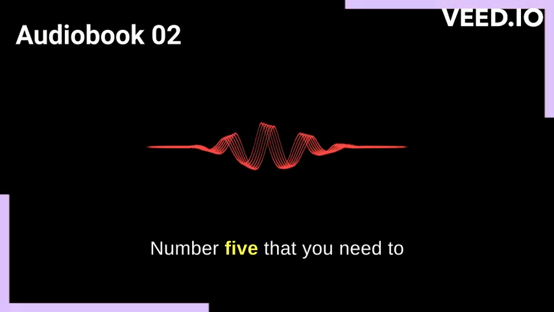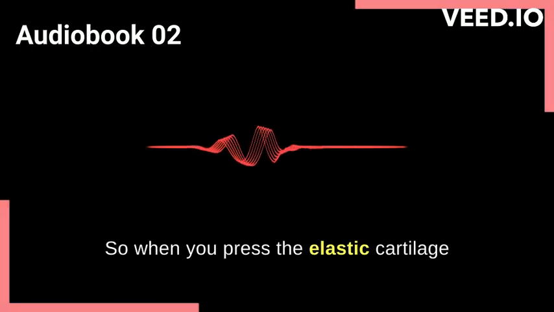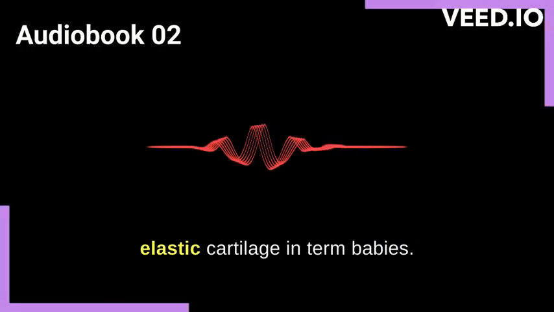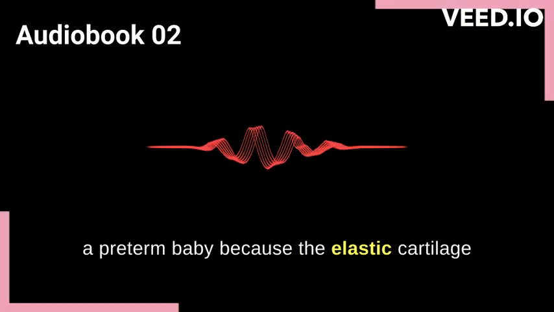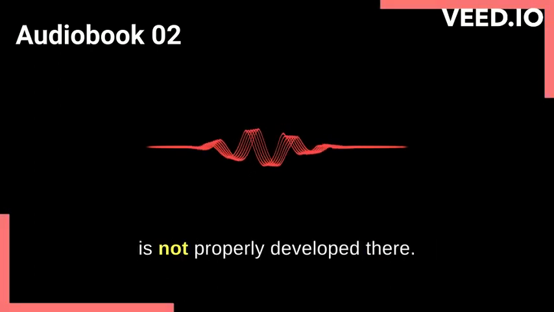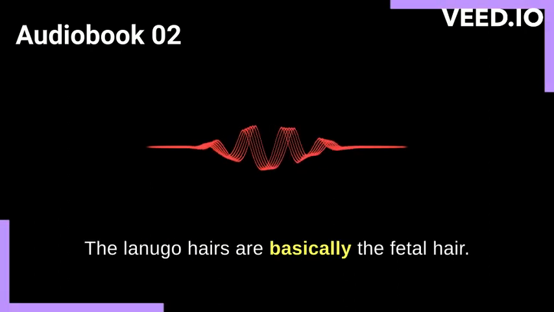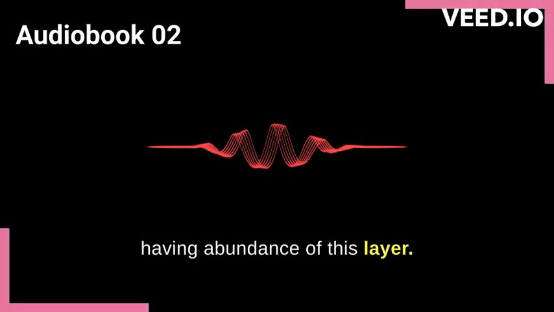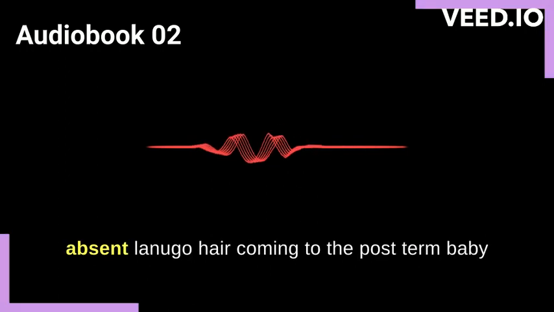Number five that you need to remember here is ear recoil. When you press the elastic cartilage of the ear, because there is well developed elastic cartilage in term babies, there will be faster recoil than in a preterm baby, because the elastic cartilage is not properly developed there. And lastly, you have lanugo hair. The lanugo hairs are basically the fetal hair. Preterm babies have an abundance of this layer. Term babies will have sparse or absent lanugo hair.